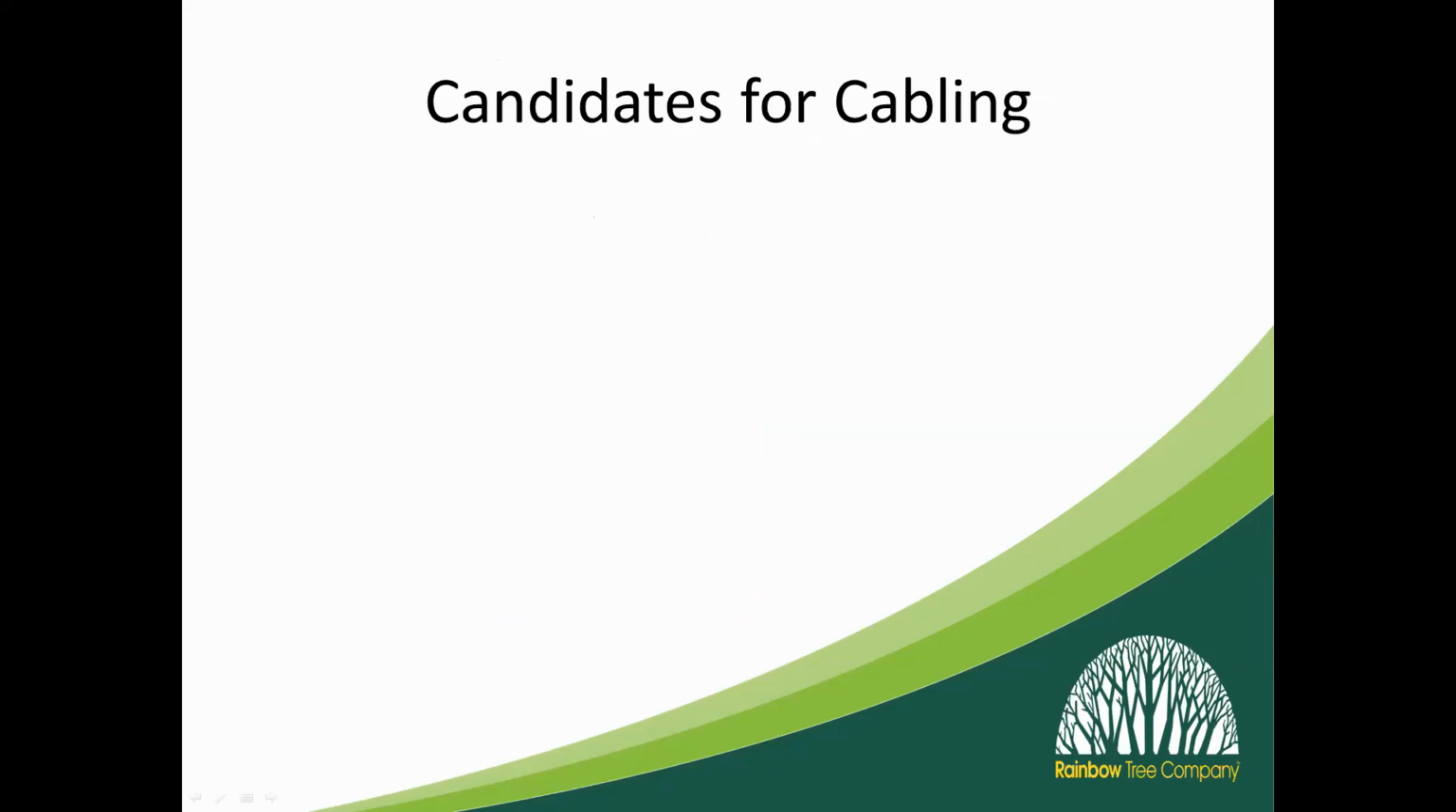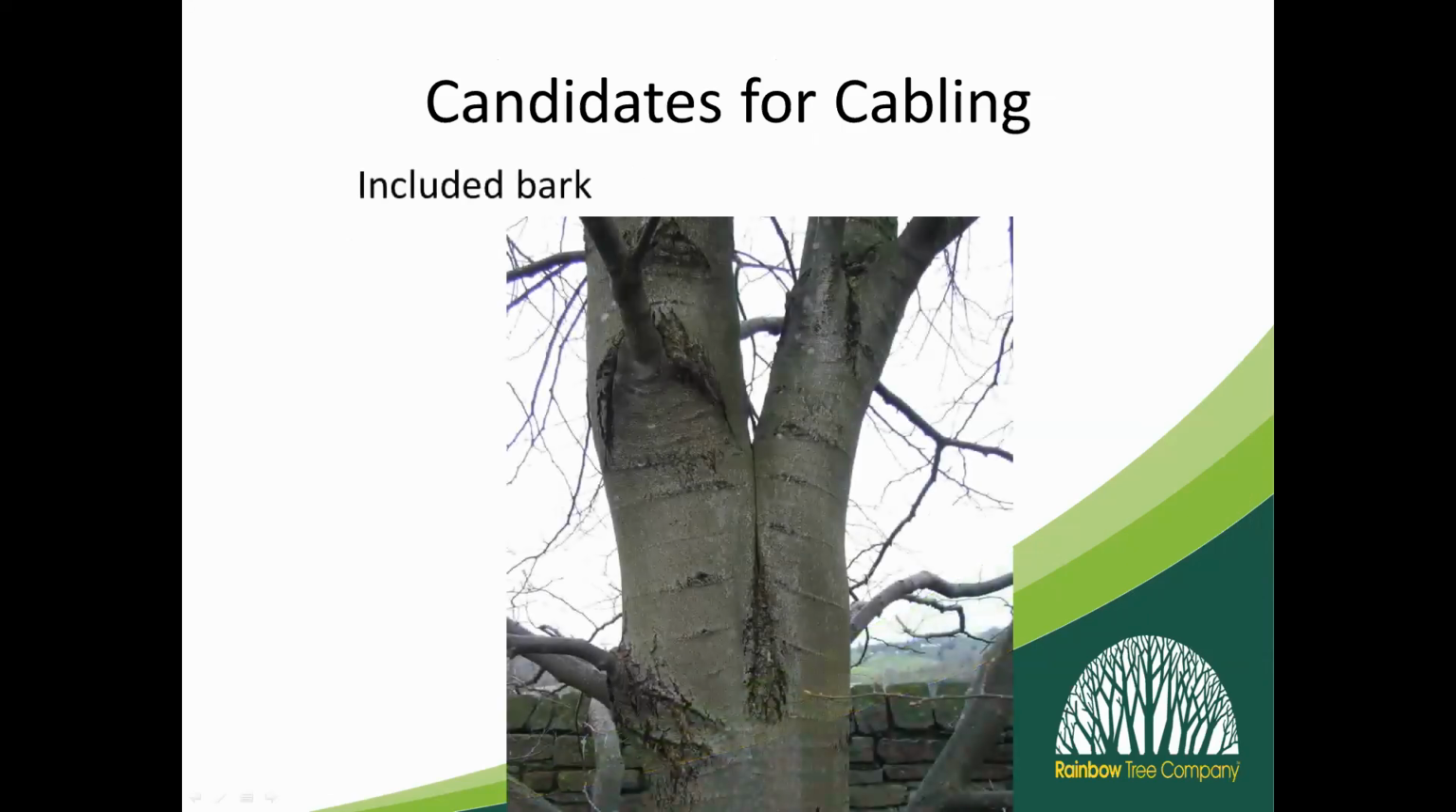Weak unions can come in several different types. The first being included bark. Oh, that didn't go through. Sorry. There we go. Included bark is defined as bark that becomes embedded in a union between the branch and the trunk or between codominant stems.